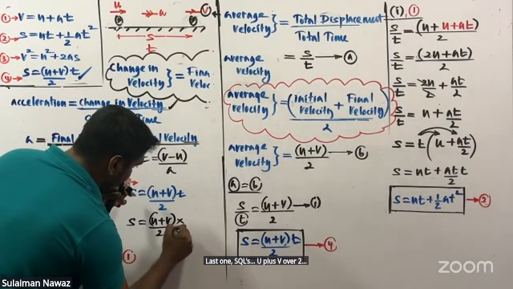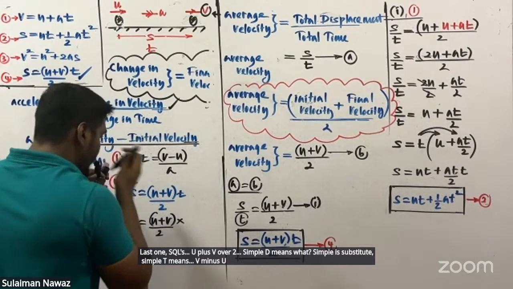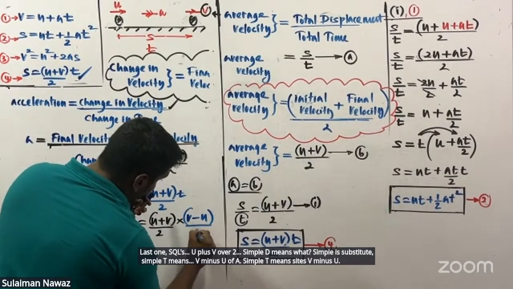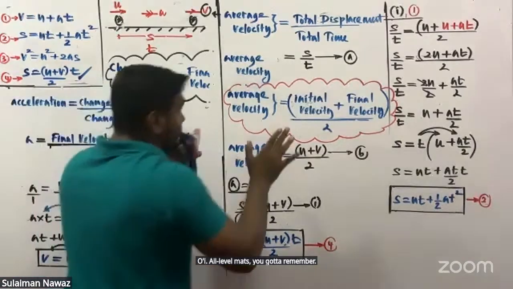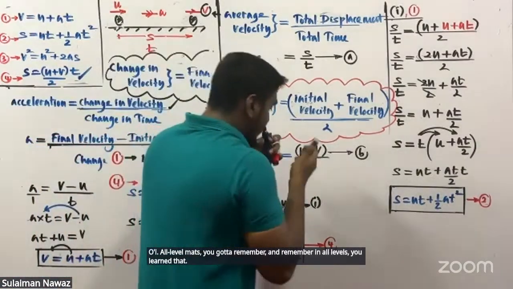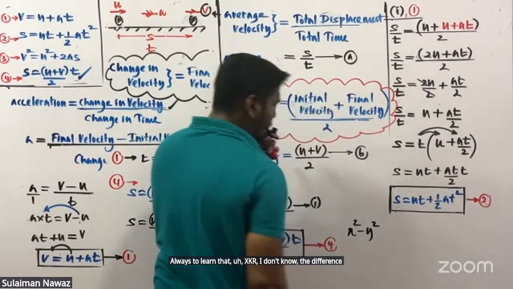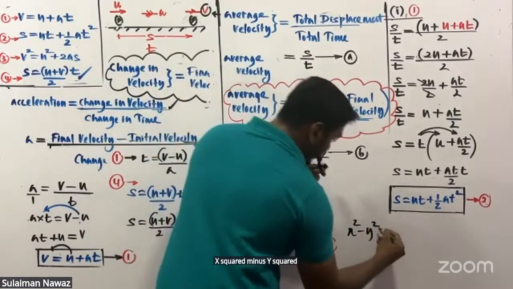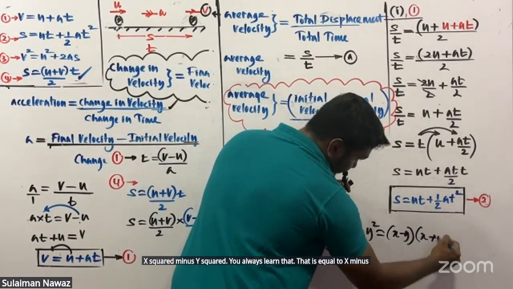Simple t means what? Substitute t. Simple t means (v minus u) over a. All level maths you can remember. In all levels you learn that. The difference of squares: what do we call it in all level maths? x squared minus y squared. You always learn that. That is equal to (x minus y) into (x plus y).